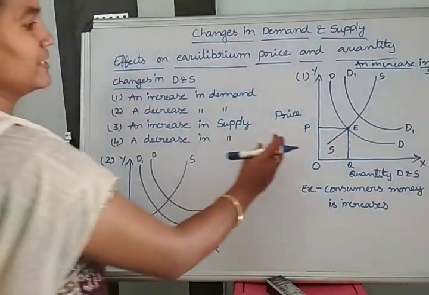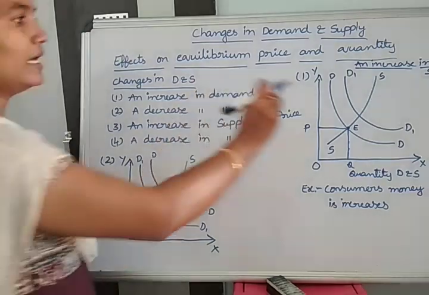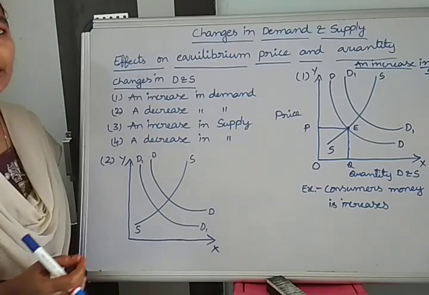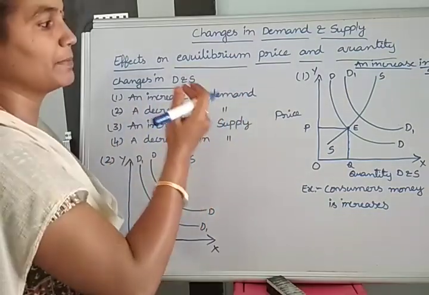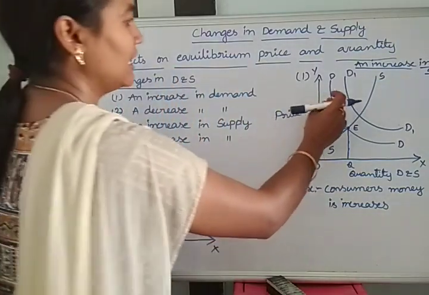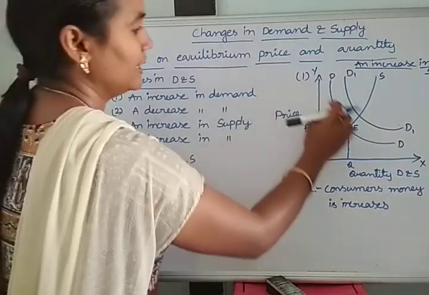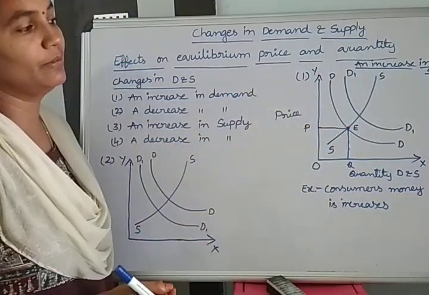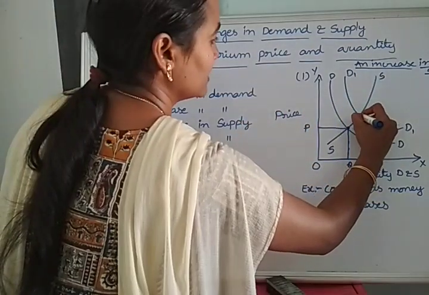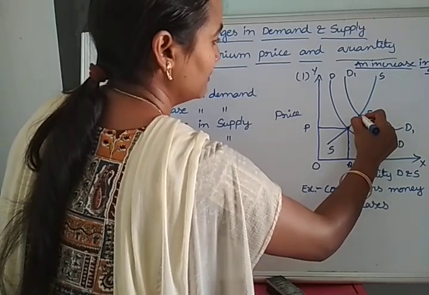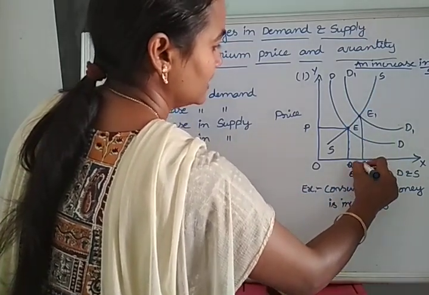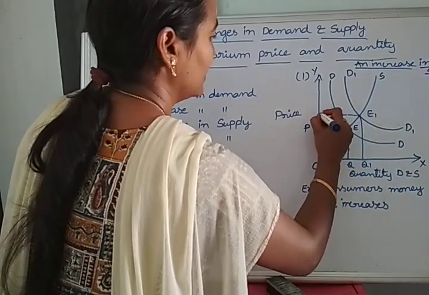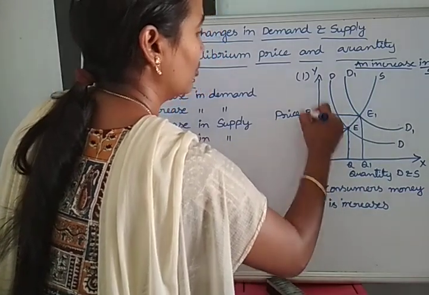But in the first situation, demand increases but there is no change in supply. What happens to the equilibrium price? How will it affect the price of the commodity? The demand curve shifts to the right side from DD to D1, while the supply curve stays the same. The new equilibrium point is E1, the new equilibrium quantity is Q1, and the price of the commodity increases from the OP level to the OP1 level.